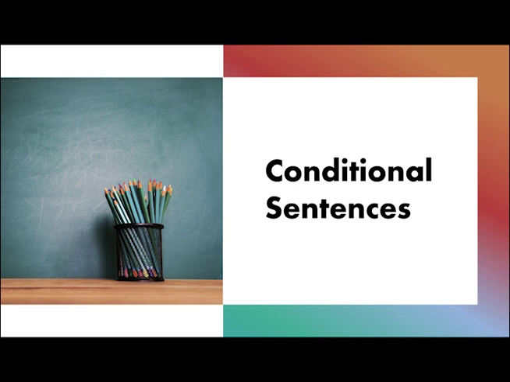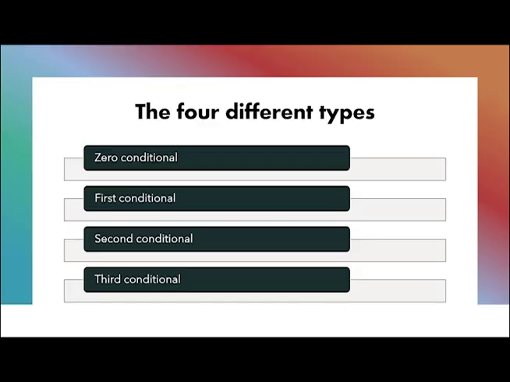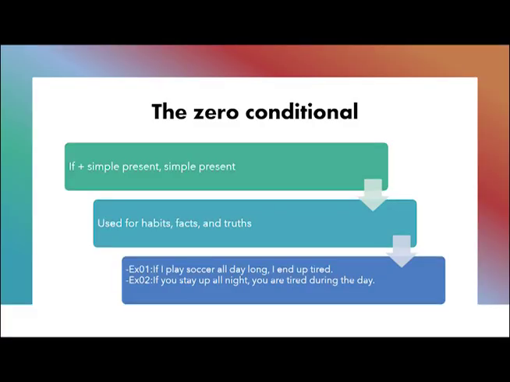Also, when using different conditional modes, it's important to pay attention to the verb tense and use a comma after the if clause when the if clause precedes the main clause. So, what are the four different types of conditional sentences? The four types are the zero conditional, also known as the factual conditional, the first conditional, the second conditional, and the third conditional.